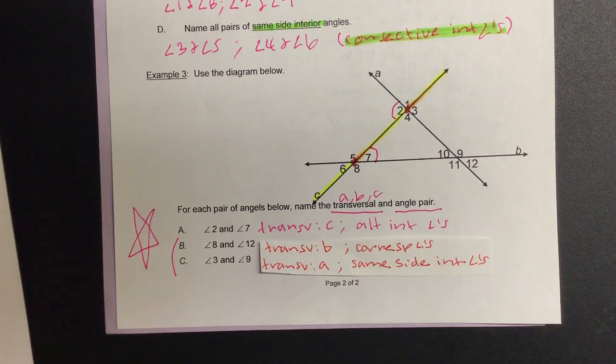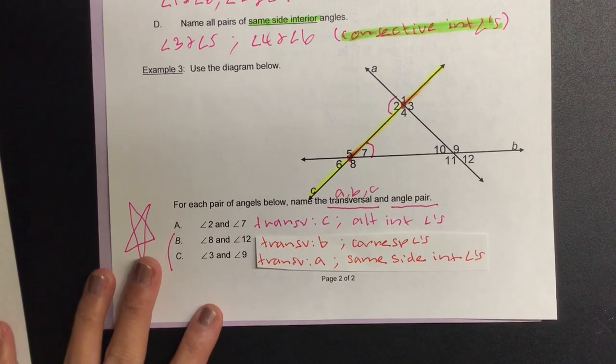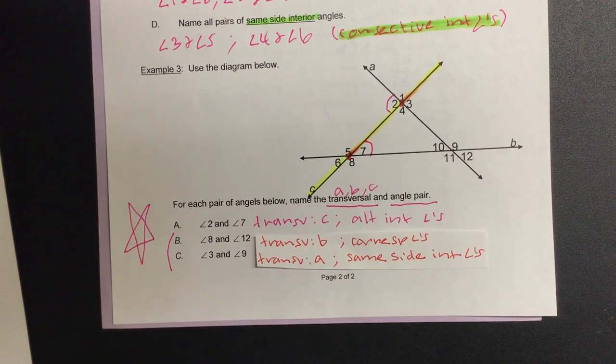All right. 8 and 12, did y'all get transversal as B and their corresponding angles? For the next one, 3 and 9 has transversal A, and they're called same side interior. Okay?